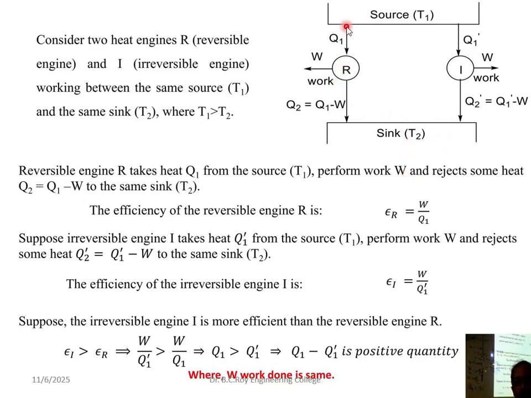Now, Q1 amount of heat is coming from the source, and Q2 amount of heat is going to the sink. So how much is the work done? The W is Q1 minus Q2. Q1 amount of heat is flowing, Q2 amount of heat is wasted. How much is the work? Q1 minus Q2. That is the basic principle. So how much is the efficiency? Q1 minus Q2 by Q1, that is 1 minus Q2 by Q1. That is called heat efficiency.